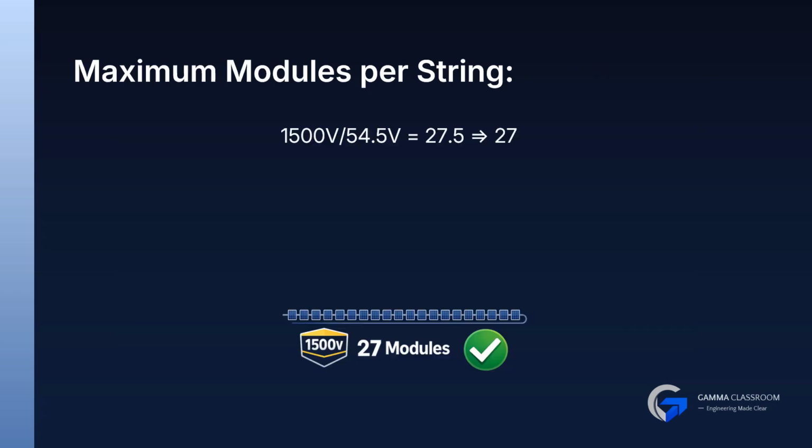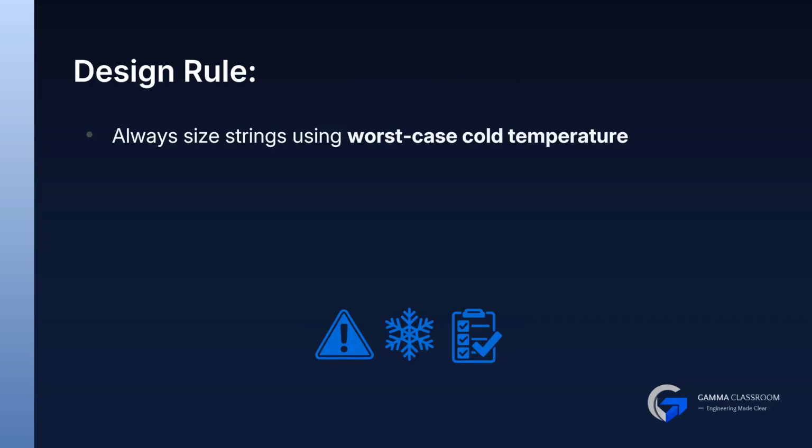Dividing 1500 volts by 54.5 volts gives a maximum of 27 modules per string. Size strings using the worst case cold temperature. This ensures safe operation year-round.